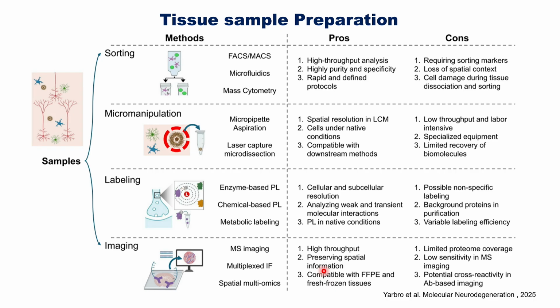So which type of cell you want to subject for proteomics, you sort it, and then after that it is the same, subject it for the mass spec. So the good part is it is highly pure, it gives you the real answer, but the bad part is cell damage during the processing. There are a lot of processing steps.